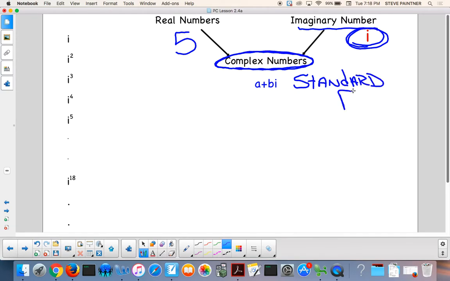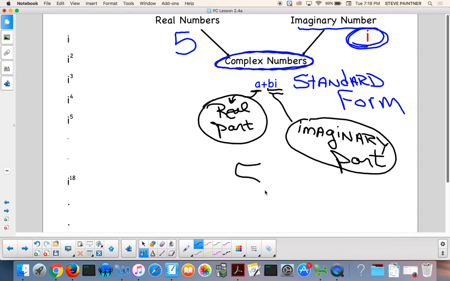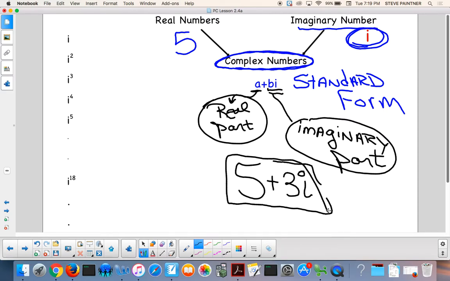Standard form is simply going to be a plus bi, where a is the real part of your answer, and bi is the imaginary part. So you've got 2 parts to your answer. There's the real part and the imaginary part. An example would be 5 plus the imaginary part, like 3i. So this is the way you write complex numbers.